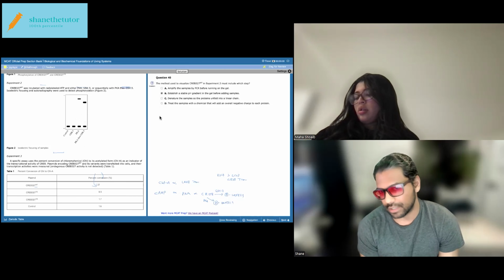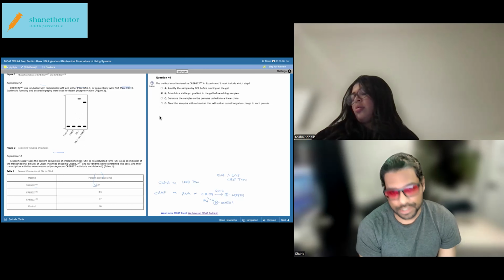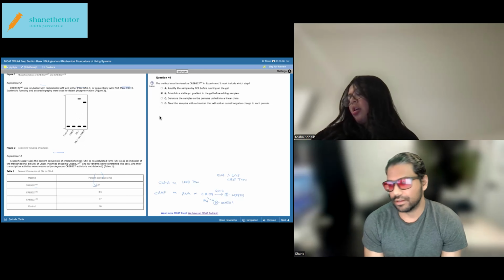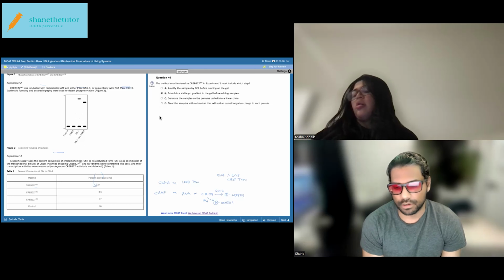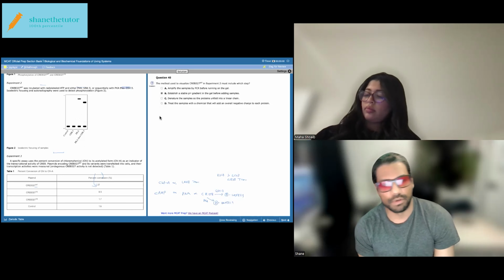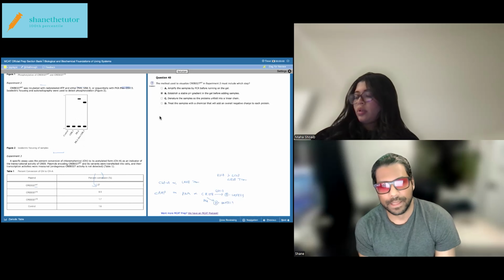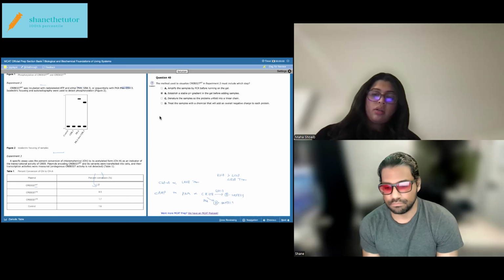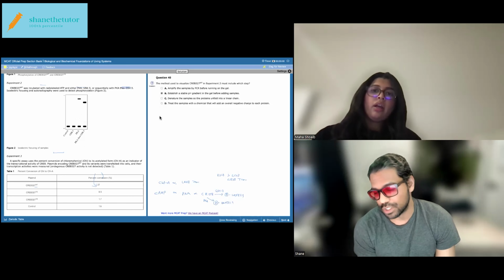You could also do that to find, if you have a virus like COVID, there's a PCR test that can amplify the gene for COVID to see if any of it's inside you. So it's just a way to amplify some target DNA.